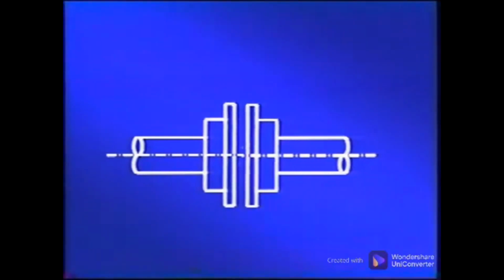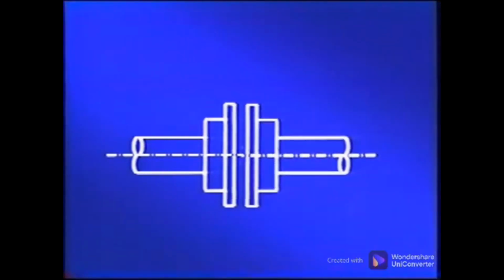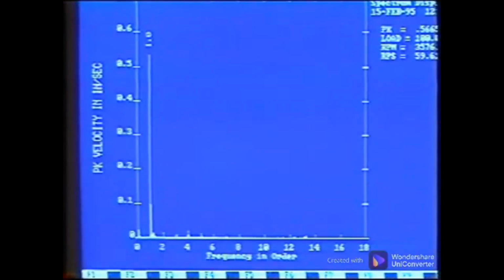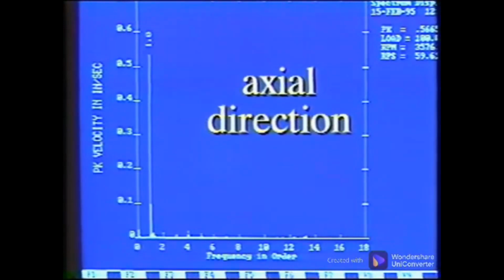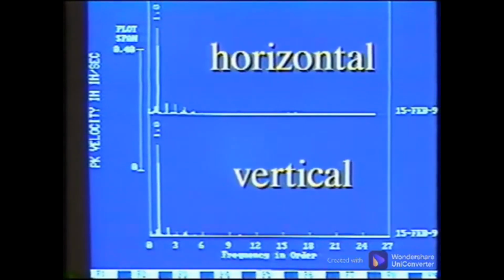The shafts are forced in the axial direction once during each shaft revolution, and they move radially as they are pulled by the coupling. In spectral data, then, we expect to see a peak at the shaft turning speed in the axial direction. The radial directions, both horizontally and vertically, will also have a peak at shaft turning speed.